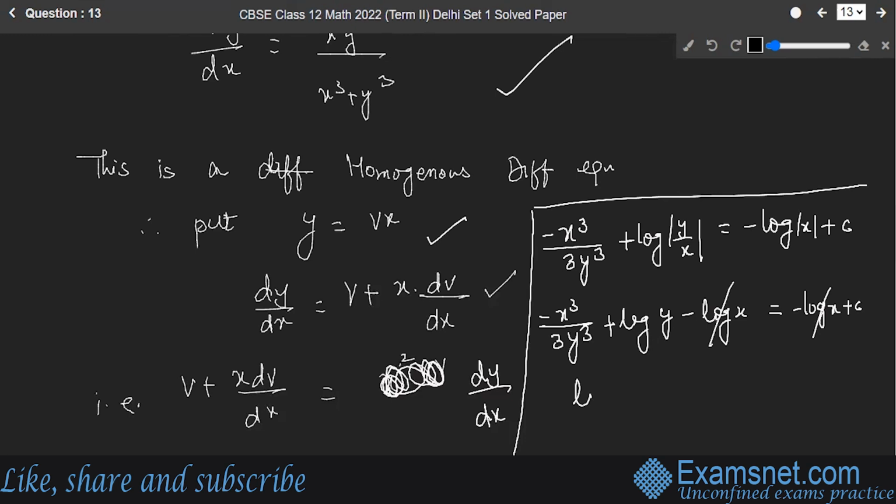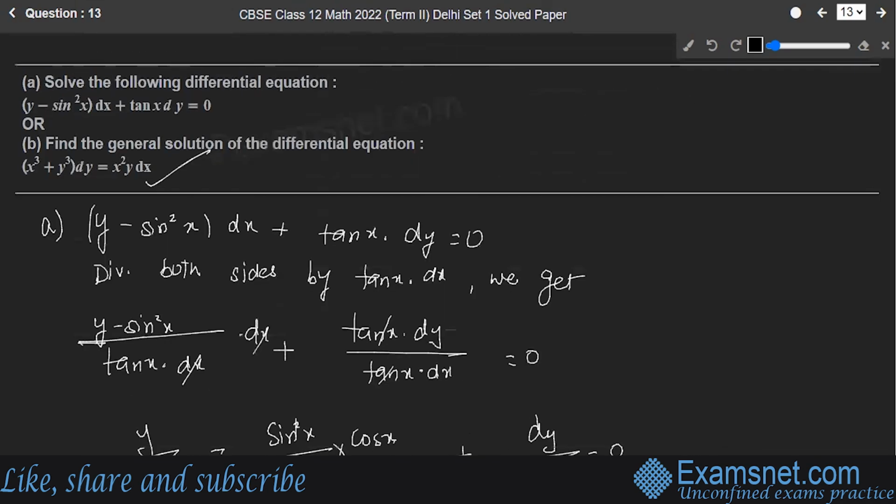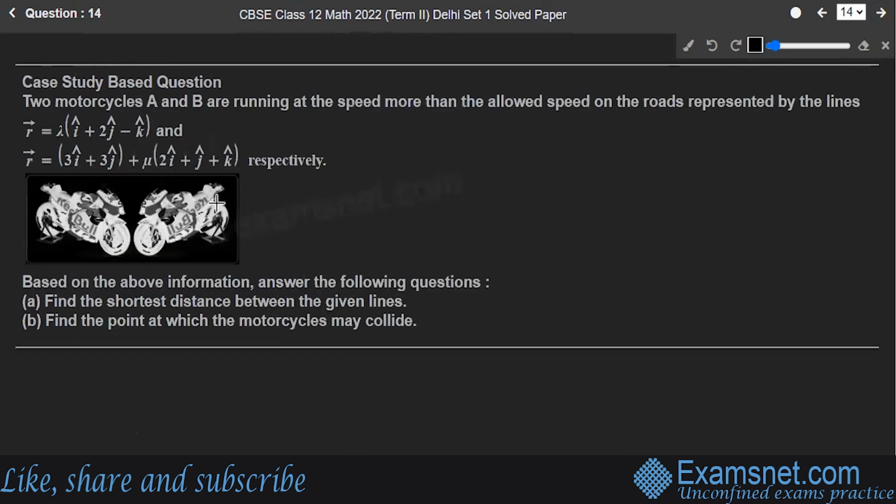Okay, you have a log of y minus x cube upon 3 y cube is equal to c. Hope you got this. This is the answer to the B part of this question. Hope you understood this. So let's move to the last question of this set of paper.